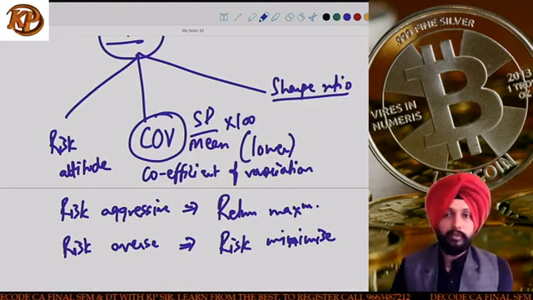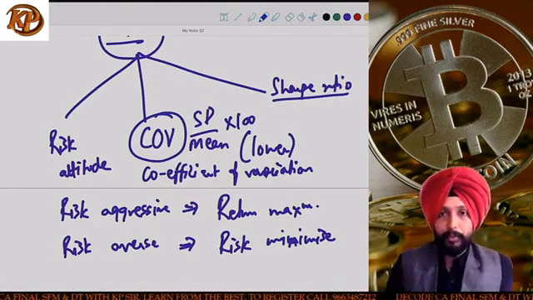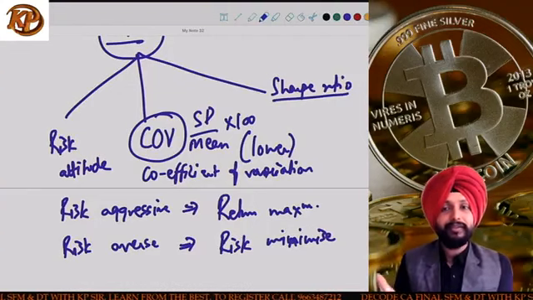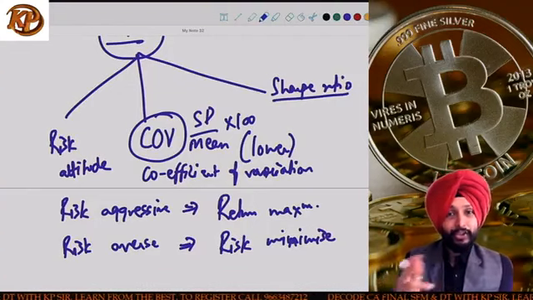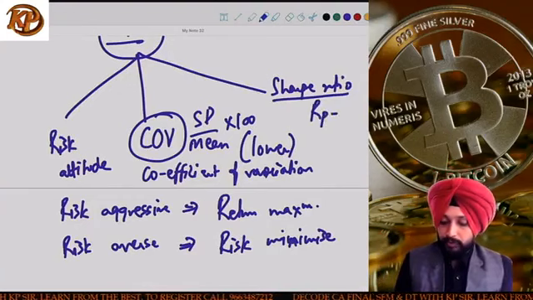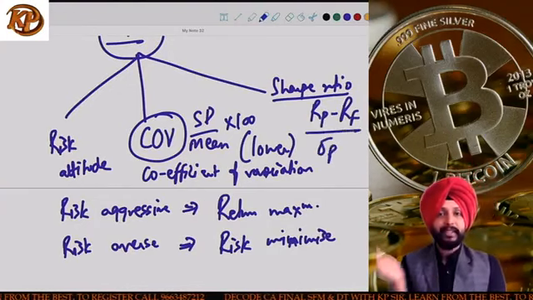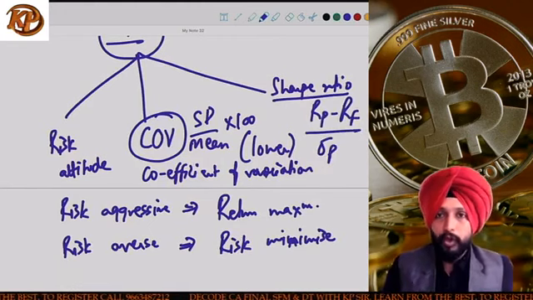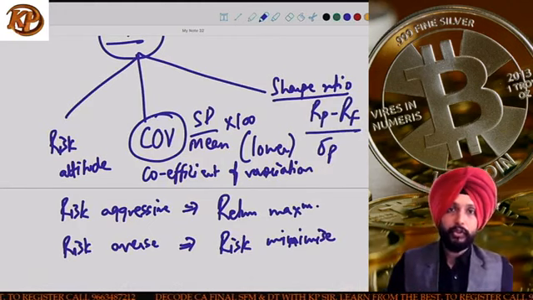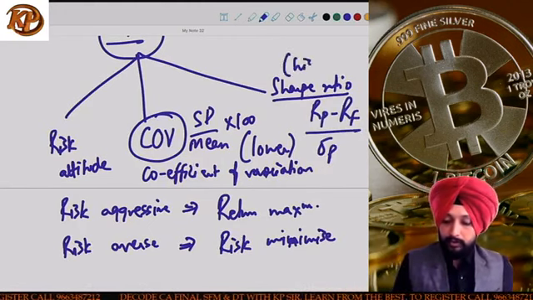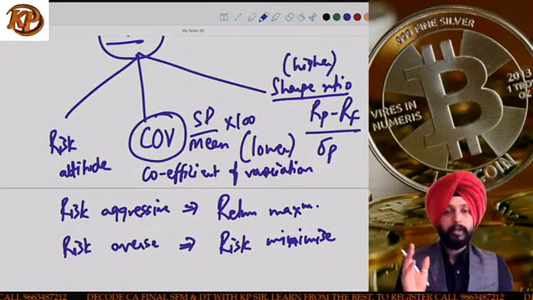Again, a statement was given to you in the class. How did we learn Sharpe ratio? It is additional return per unit of risk. Additional return per unit of risk means return from the portfolio minus risk-free rate divided by sigma p. Sigma p means standard deviation of the portfolio, and this is additional return per unit of risk, and obviously this is higher the better. Higher the better.